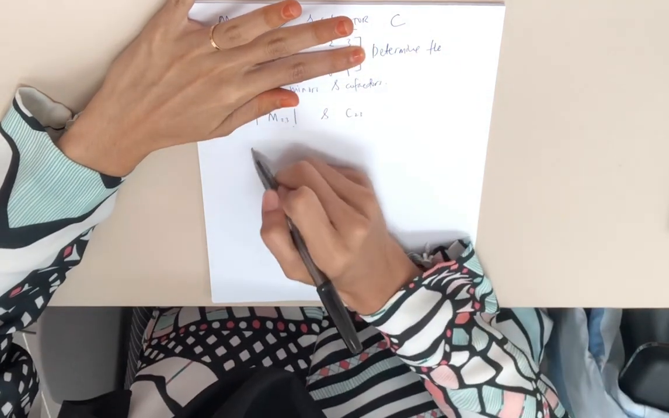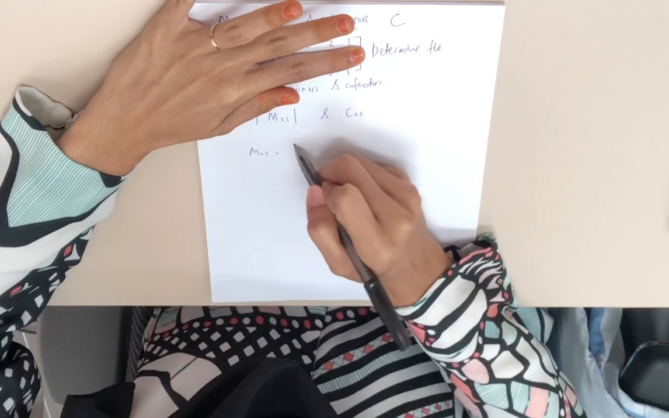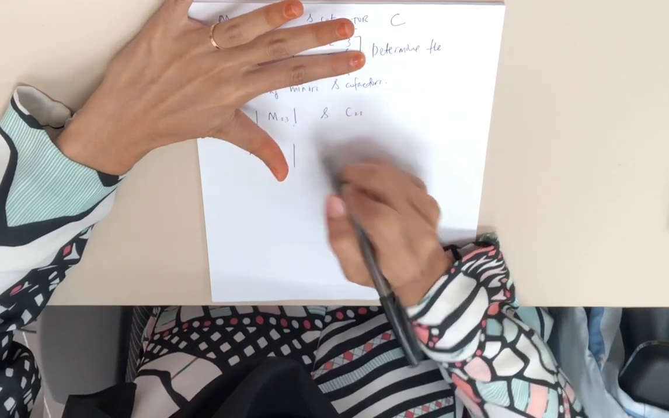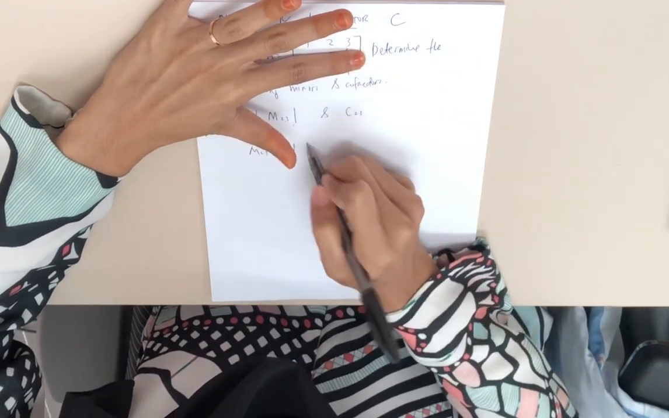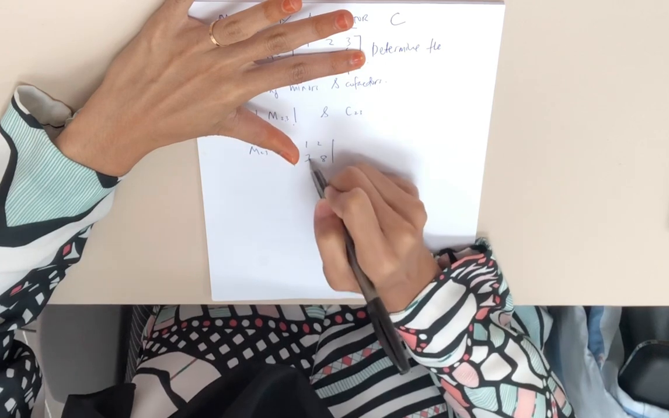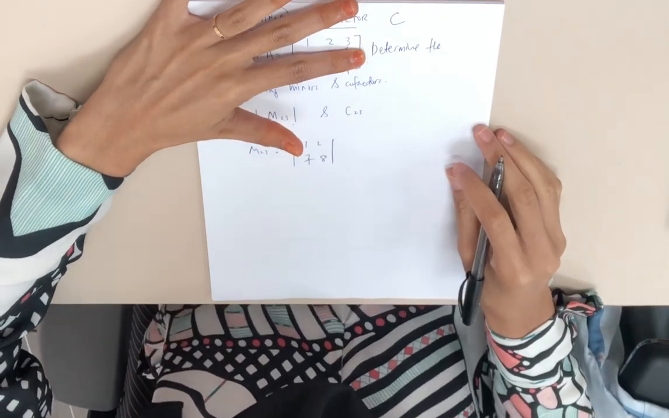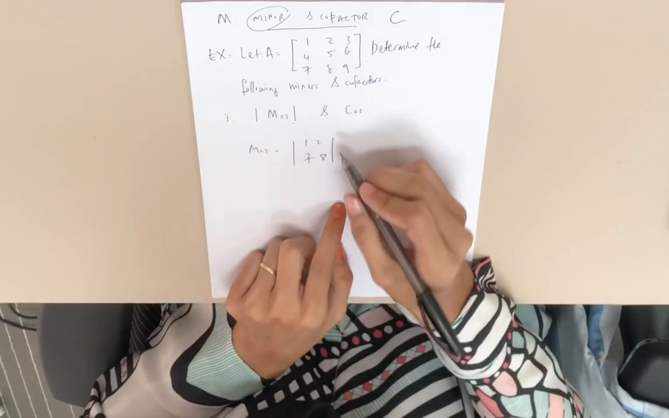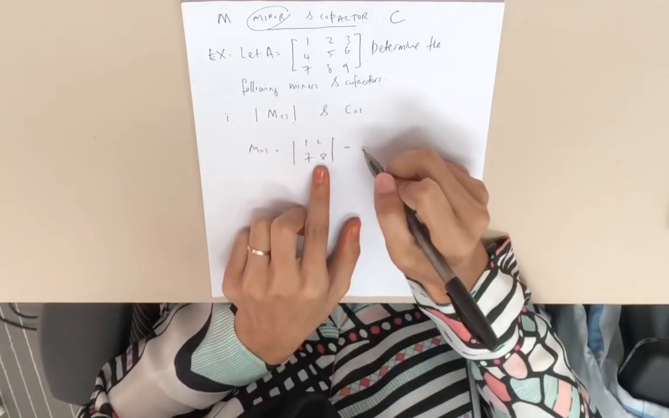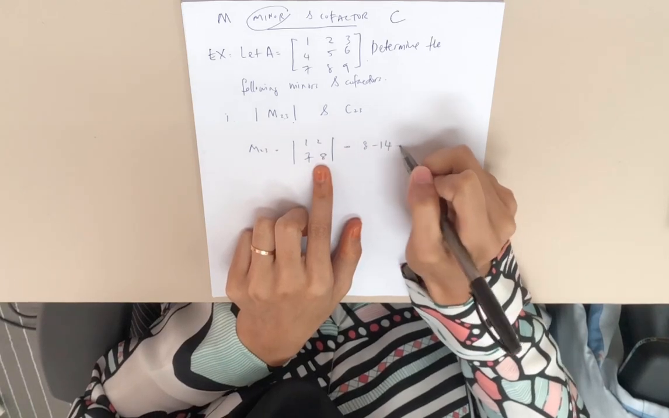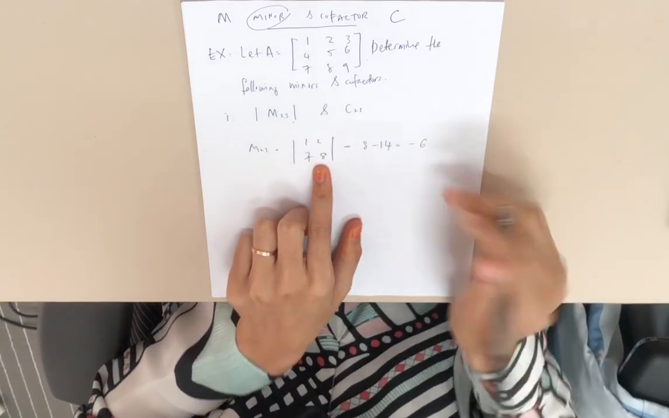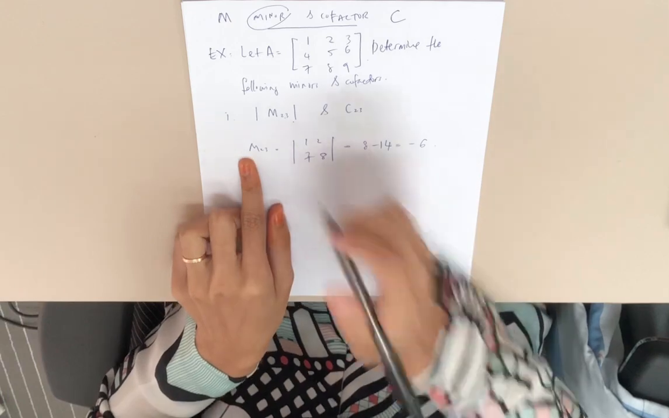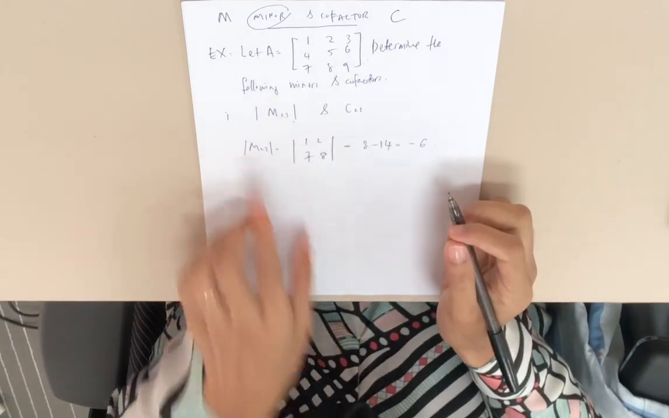So you need to close that. M23 is row number 2, you close it, and also column number 3. So you are left with 1, 2, 7, 8. Now find out the determinant. So 8 minus 14, and you have negative 6. This is your minor, M23.